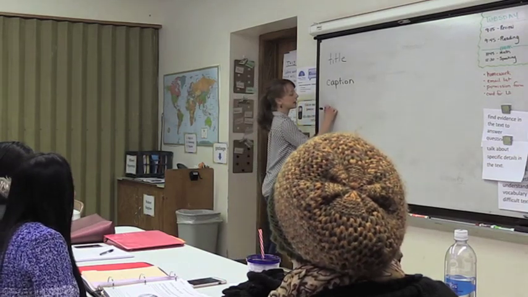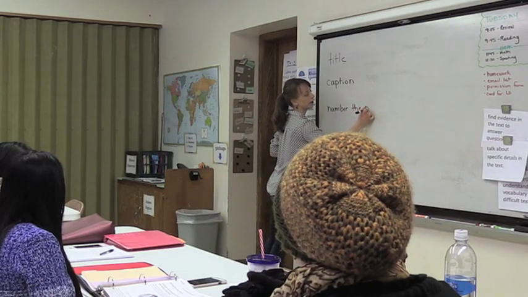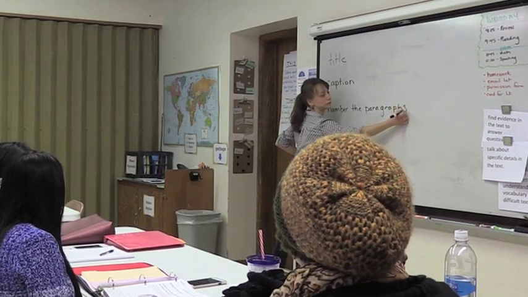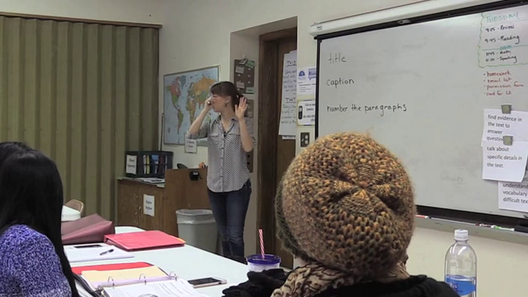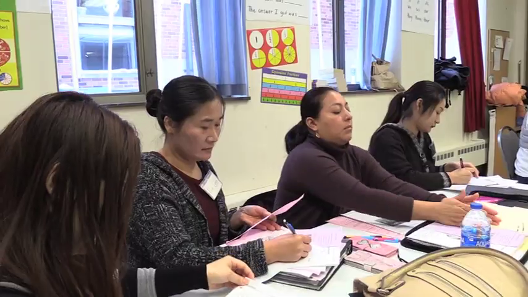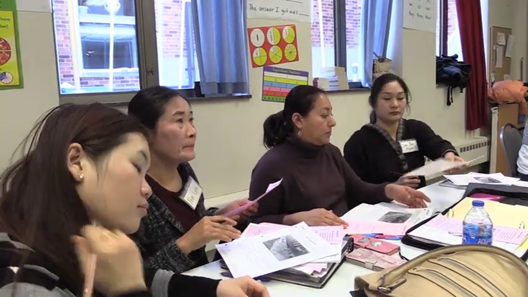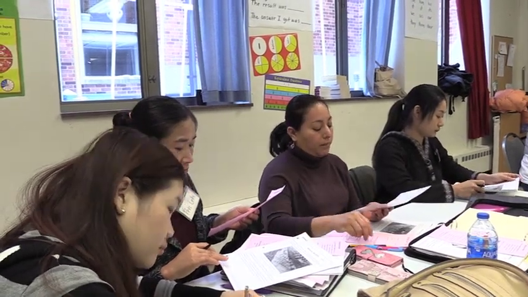And then finally, I'd like you to number the paragraphs. So count the paragraphs in the text and put a number on the left side next to each paragraph. Write the word title next to the title. Write the word caption next to the caption, and number the paragraphs.